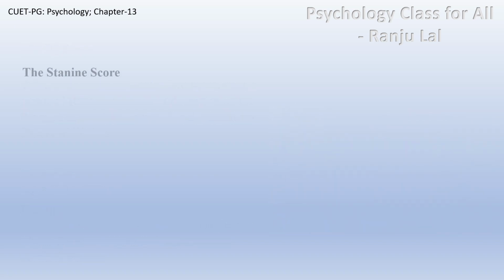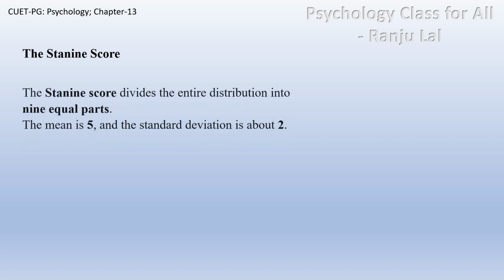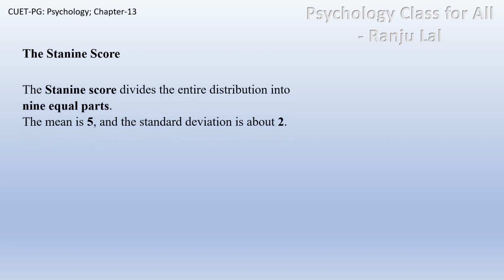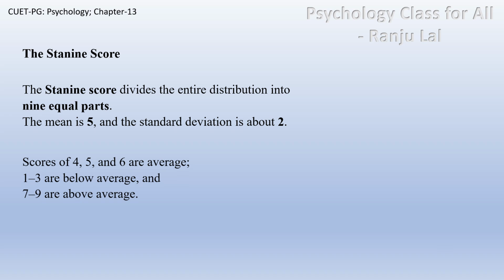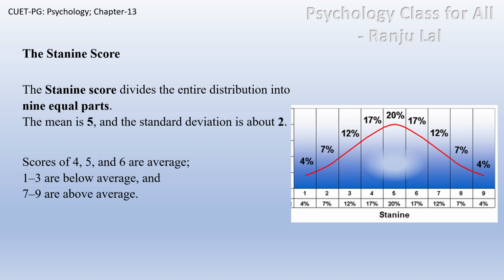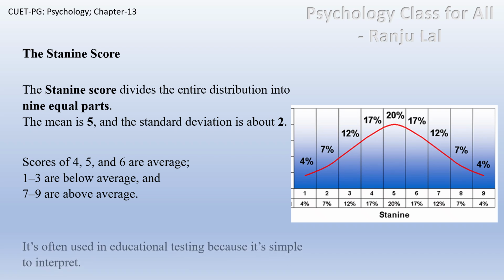The Stanine score. The Stanine score divides the entire distribution into 9 equal parts. The mean is 5 and the standard deviation is about 2. The scores of 4, 5 and 6 are average. 1, 2, 3 are below average and 7, 8, 9 are above average. It's often used in educational testing because it's simple to interpret.